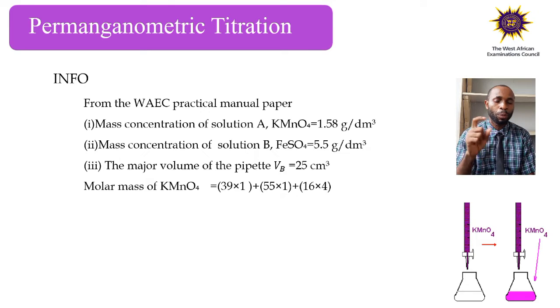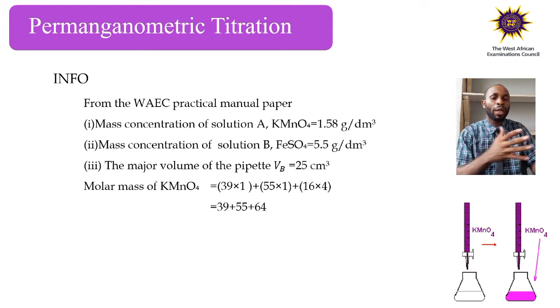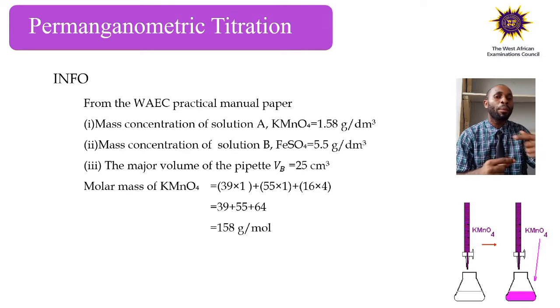What I mean by KMnO4 is potassium tetraoxomanganate 7, but in a shorter form I'll be calling it KMnO4. So the total value of that, the relative molecular mass of it, will give us 158. But if we convert relative molecular mass to molar mass, it gives us 158 gram per mole.